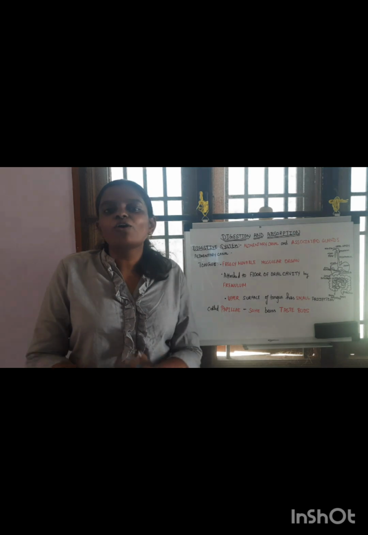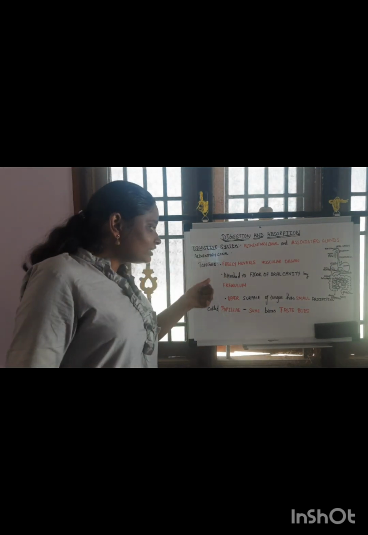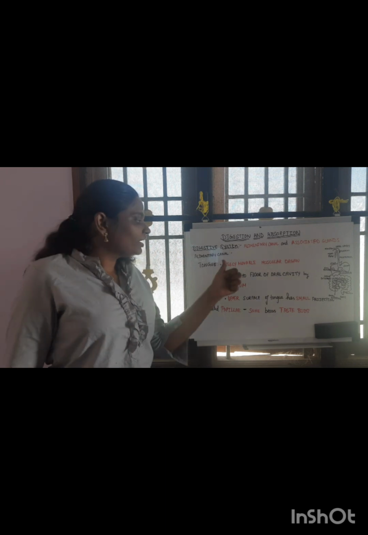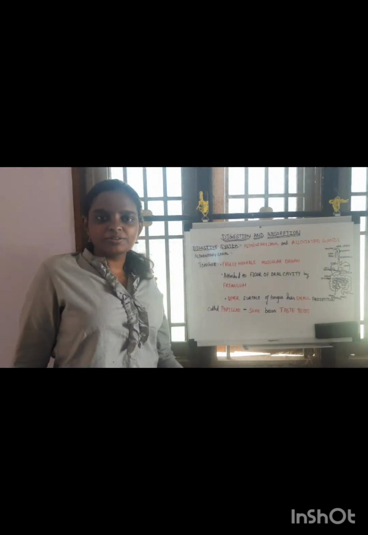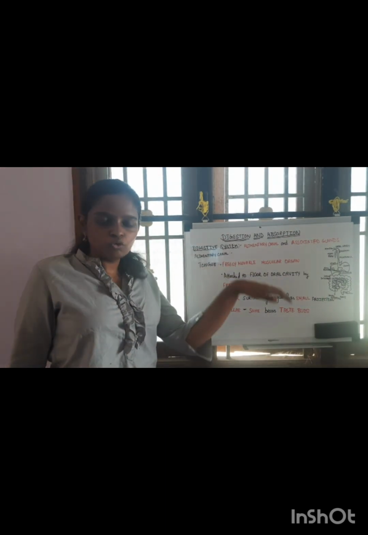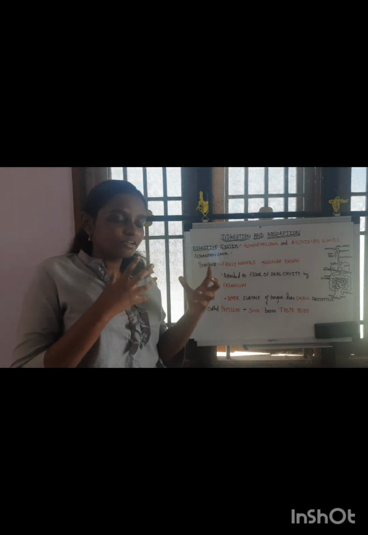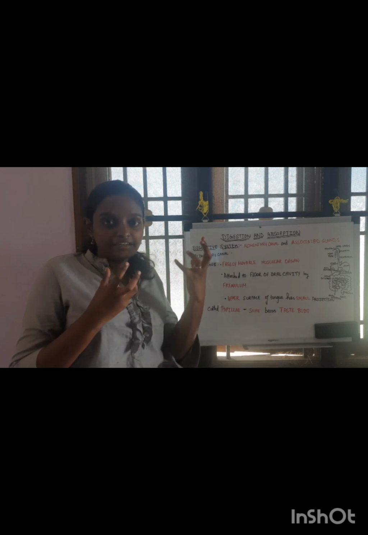So now we are going to talk about the tongue. The tongue is nothing but a freely movable muscular organ. So why should it be freely movable? If it is not freely movable, we can't be able to talk, right? At the same time, it helps in mixing up the saliva and the grinded food.